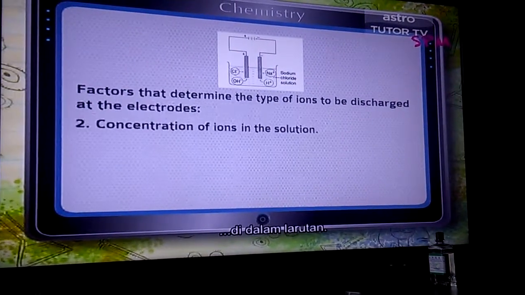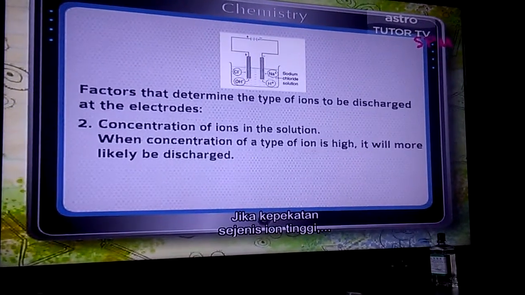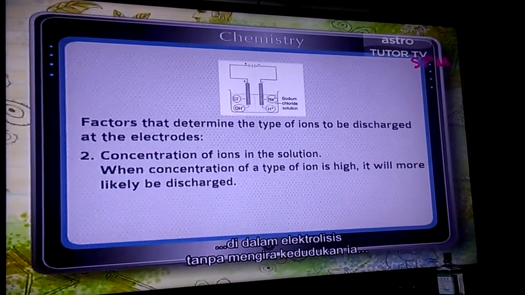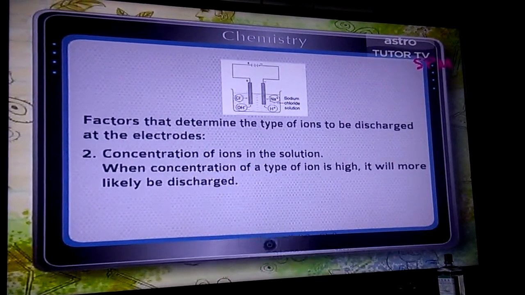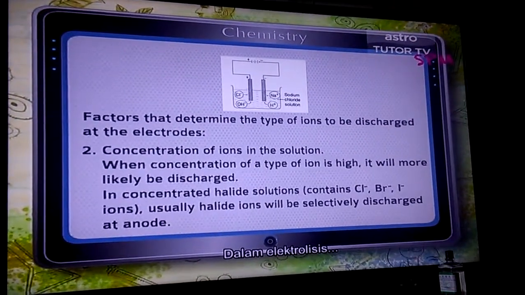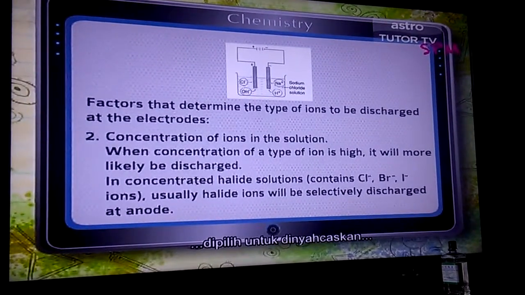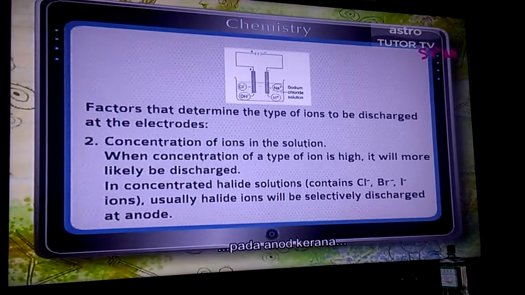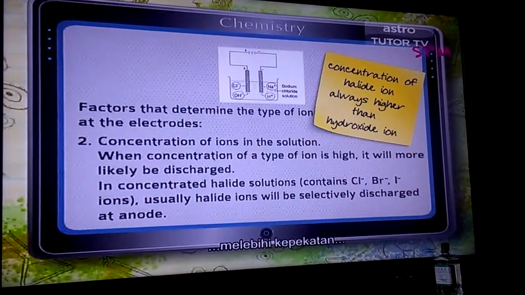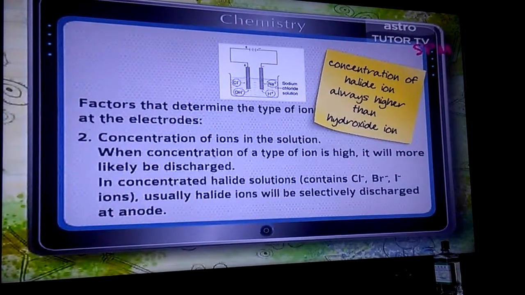Next, concentration of ions in the solution. When the concentration of a particular type of ion is high, that ion will more likely be discharged in electrolysis regardless of its position in the electrochemical series. In the electrolysis of concentrated halide solutions, usually the halide ions will be selectively discharged at the anodes as the concentration of the halide ions is always higher than the hydroxide ion OH-.